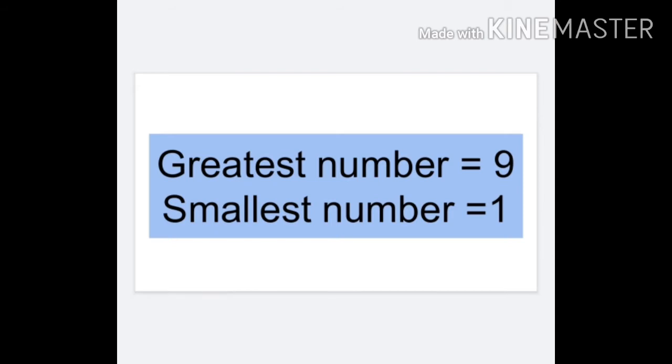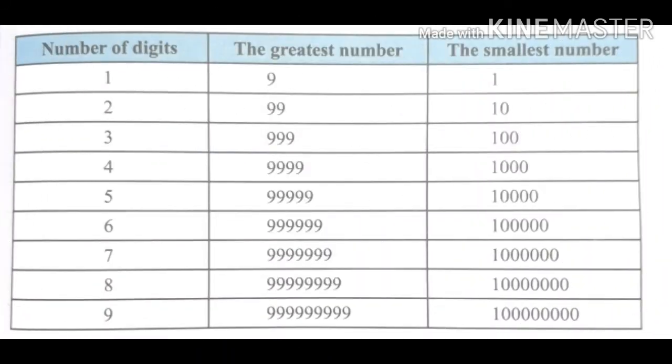Now, what we have to remember is 9 and 1 are the greatest and lowest one-digit numbers. But if we are asked to find out the greatest two-digit number, then it will be 99. And if we are asked to find out the greatest three-digit number, it's 999. This is the way it will go.